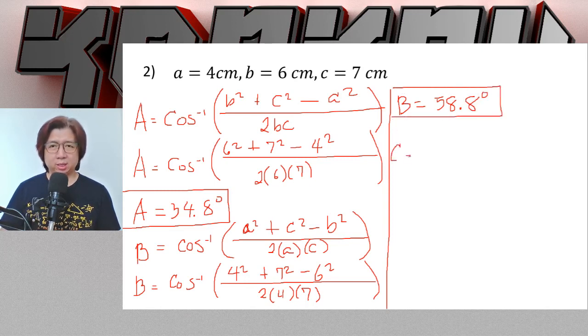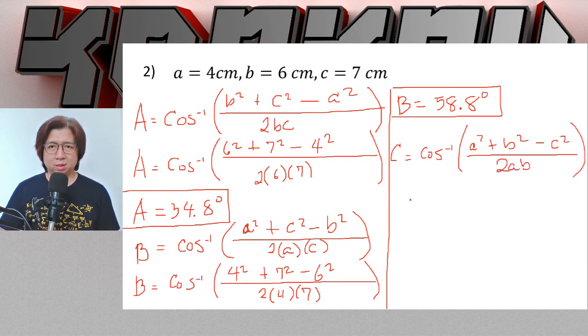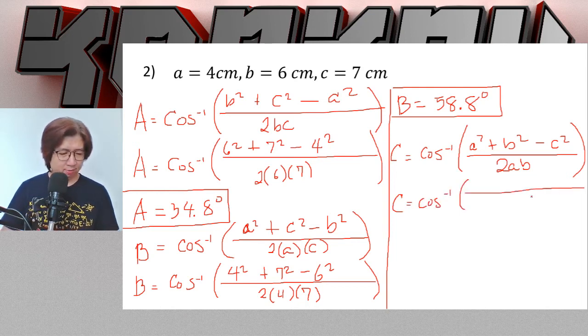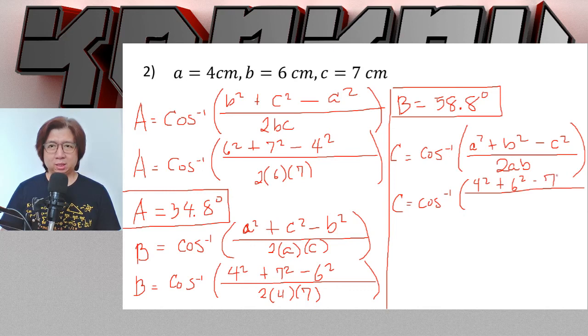And the last one, for angle C. A squared plus b squared minus c squared over 2ab. Angle C is equal to shift cosine of a is 4, b is 6, minus 7 squared, over 2 times 4 times 6. So our angle C is 86.4 degrees.